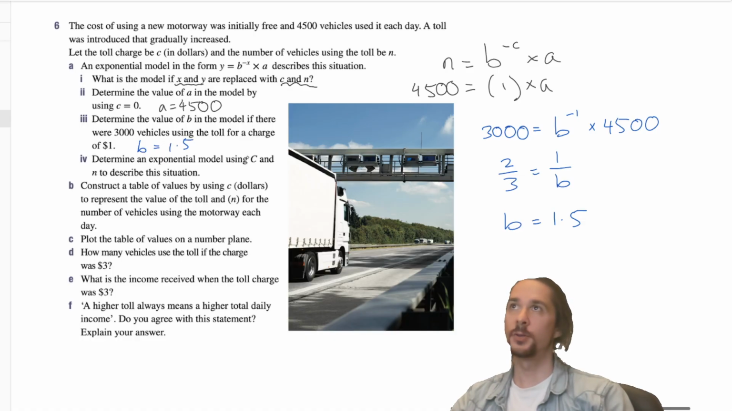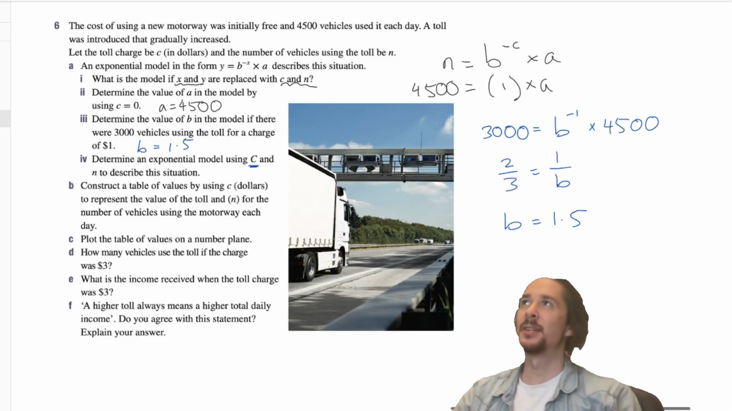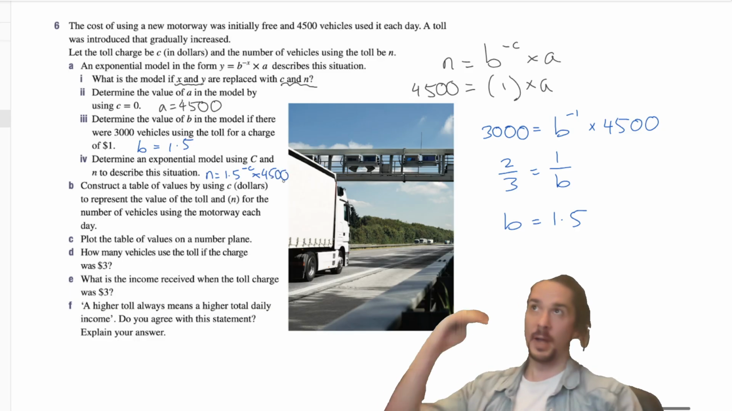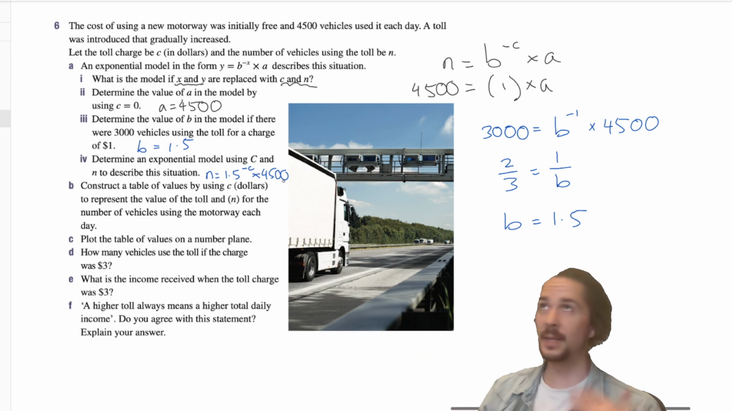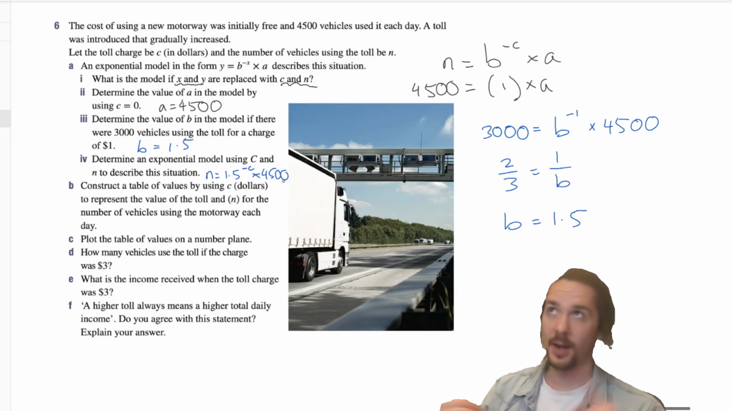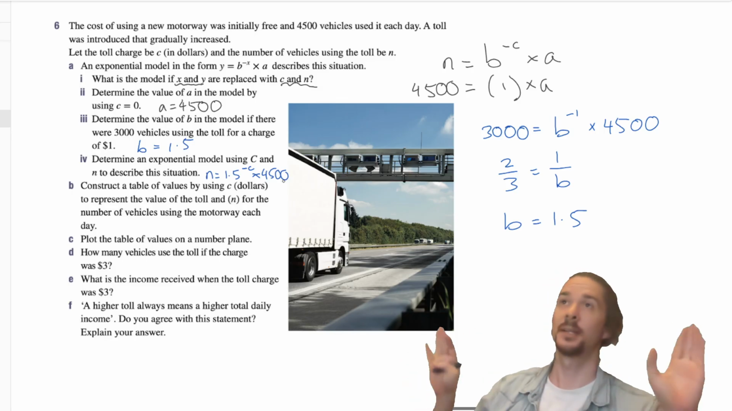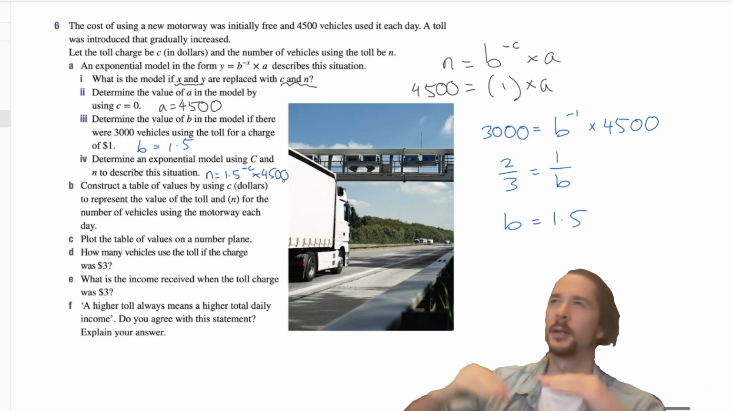Determine an exponential model using c and n to describe this situation. They've made this c capital all of a sudden, but I don't think that that's intentional. I think it's the same c. So what they're looking for is n equals 1.5 to the negative c times 4,500. So everything we've done in part A is just to derive this equation. They didn't have to break it down into parts I through IV. That was not necessary, but it helps us work through methodically.